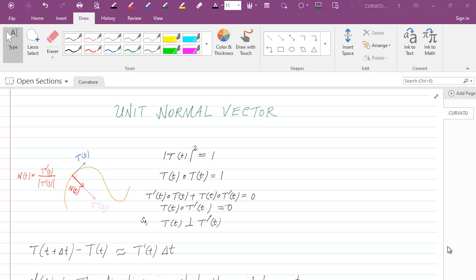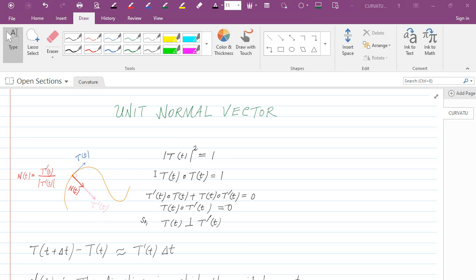We will be defining the unit normal vector now. Let's say we have a curve, and recall that capital T of t is a unit tangent vector to the curve at the point r of t, if r of t is the parameterization of the curve. Now, the length of T is 1, so the square of the length of T is also 1. The square of the length can be written as the dot product of T with T.